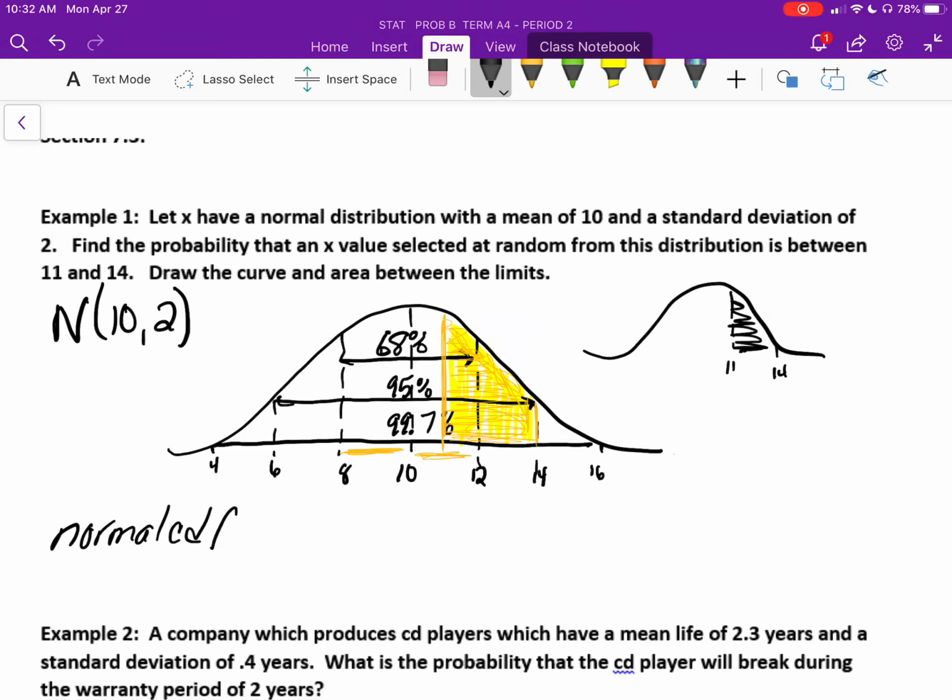And I might do this handout in 2 videos so it doesn't get too long. Normal CDF, my left limit is 11, my right limit is 14. Remember, this is your lower and your upper. And then the mean is the next thing we put in there, that's 10. And then my standard deviation is the last thing, that's 2. So these last 2 values are always the same for this particular function.